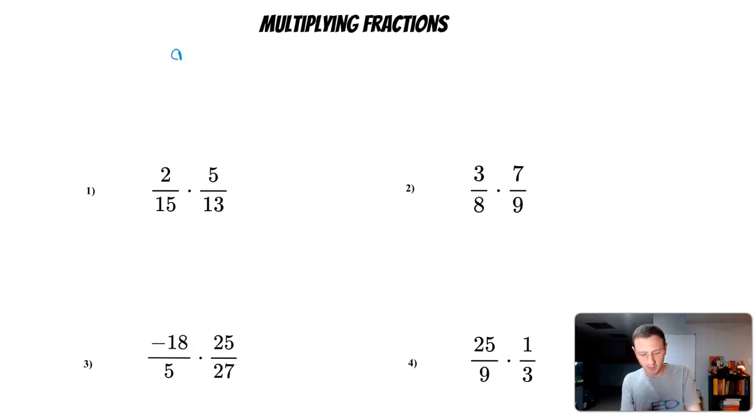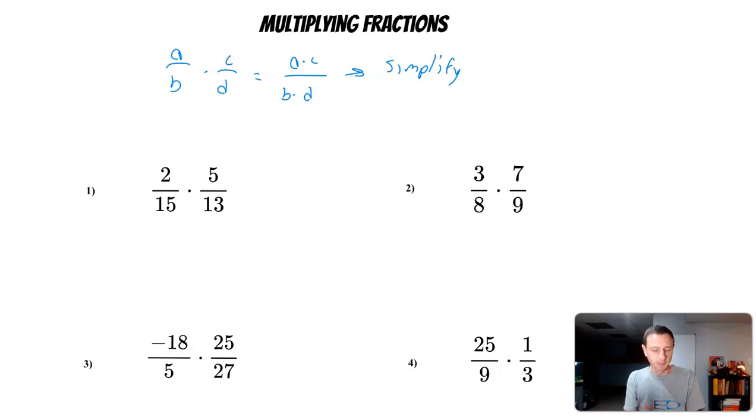If I have a fraction a over b, and I'm multiplying that by c over d, there are a couple of different ways you could do this. The first way is just multiplying across the top, a times c, and then multiplying across the bottom, b times d. What you'd have to do after that is simplify.